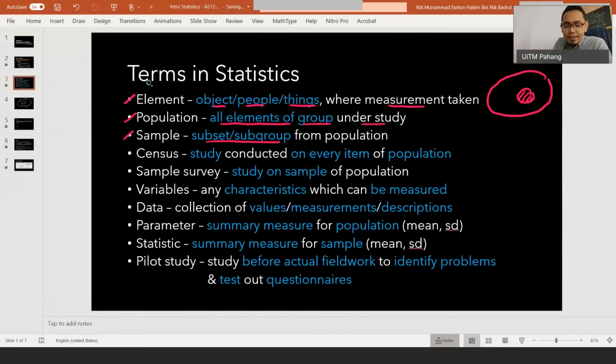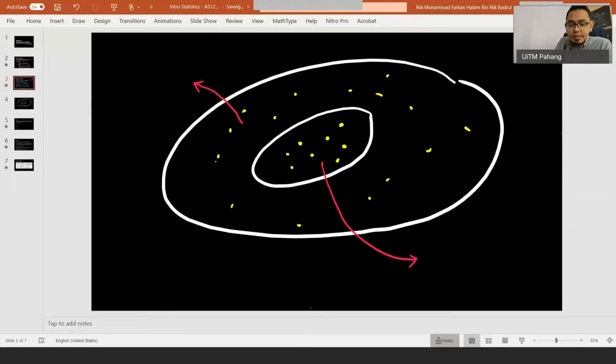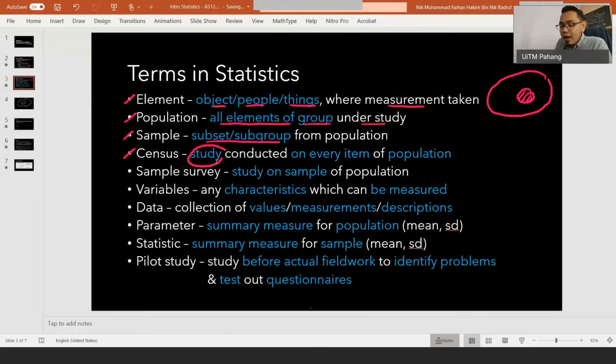Census. What is census? Census is actually the study. The keyword is the study. Census is the study conducted on every item of the population. If the study involves all elements in the population, it is a census. But if it is a sample survey, it is a study on the sample. Study on population, we call it census. Study on sample, we call it sample survey.